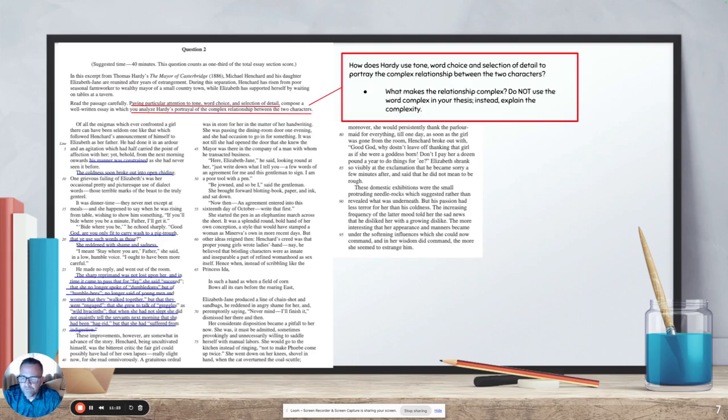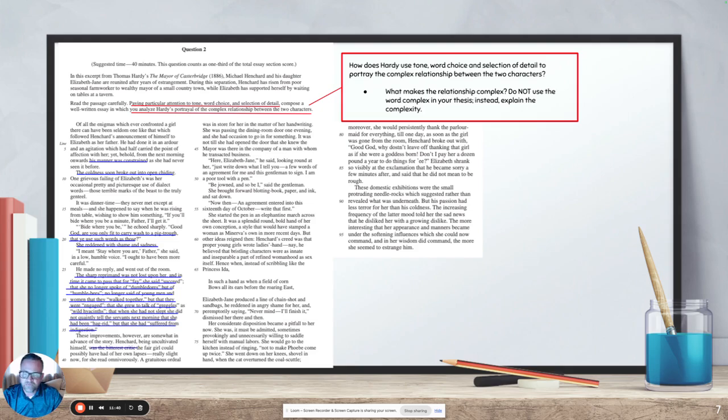These improvements, however, are somewhat in advance of the story. Henchard, being uncultivated himself, was the biggest critic that the fair girl could possibly have had of her own lapses. Really slight now, for she read omnivorously. A gratuitous ordeal was in store for her in the matter of her handwriting.